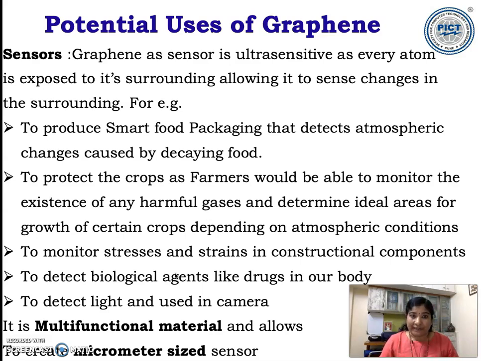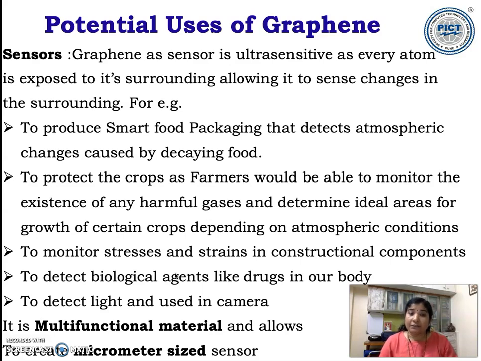Graphene can be used as a sensor to monitor the stresses and strains in constructional components. It can be used to detect biological agents like drugs in our body. It can be used to detect light and be used in cameras. So it can be used as a sensor in wide areas.